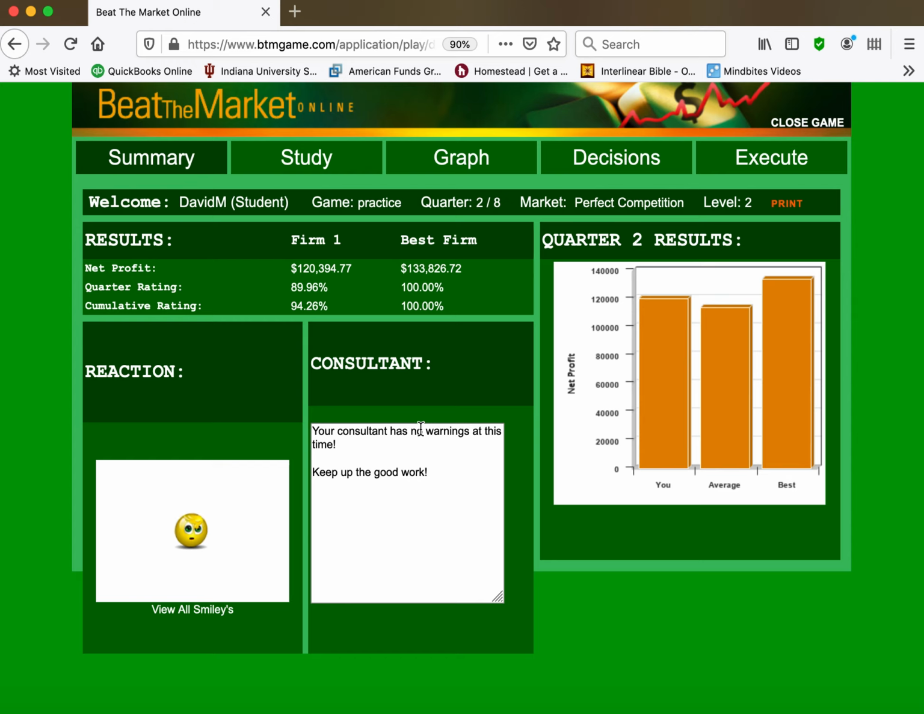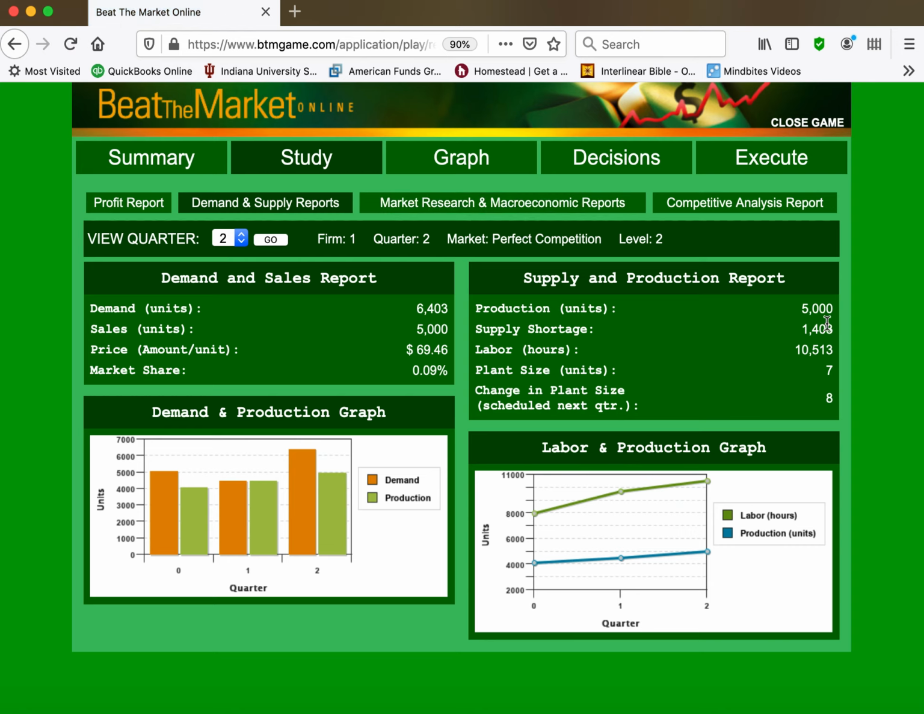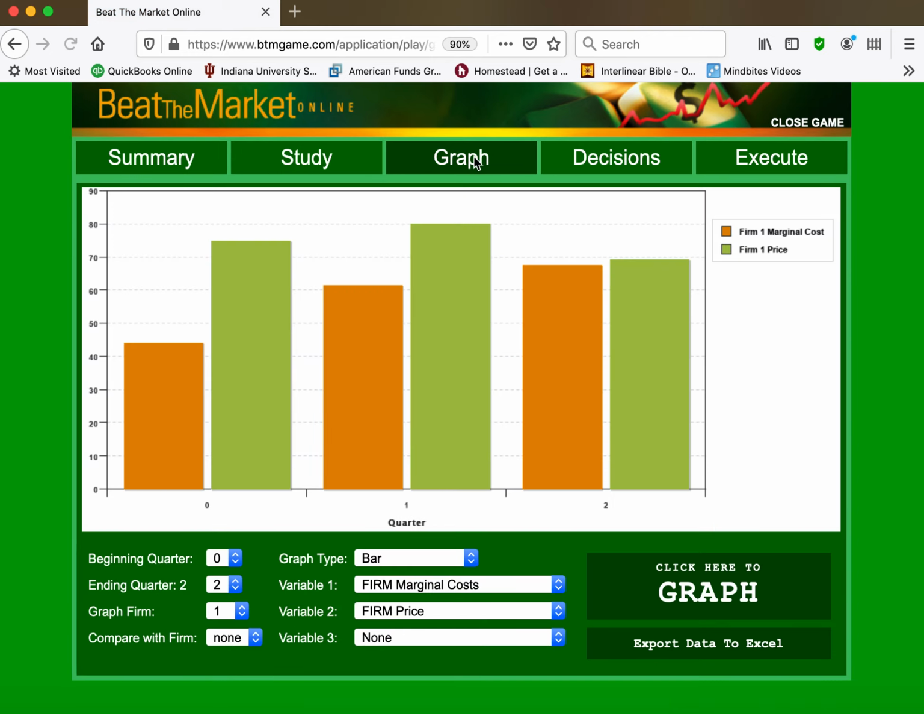Again, we get some information. Ooh, no warnings this time. Not too bad. Let's go see what happened. We can look at demand, and we can see we were short 1,400 units. We knew it would happen because the price dropped so dramatically, but we would have lost our shirts if we made too many. We can look at market research, and we can see market demand. Look how it jumped so far, but everybody was in the same bind because of plant capacity. And again, let's go look at graph, marginal cost. Look at our marginal cost, marginal revenue. Did we not guess that close, or what?